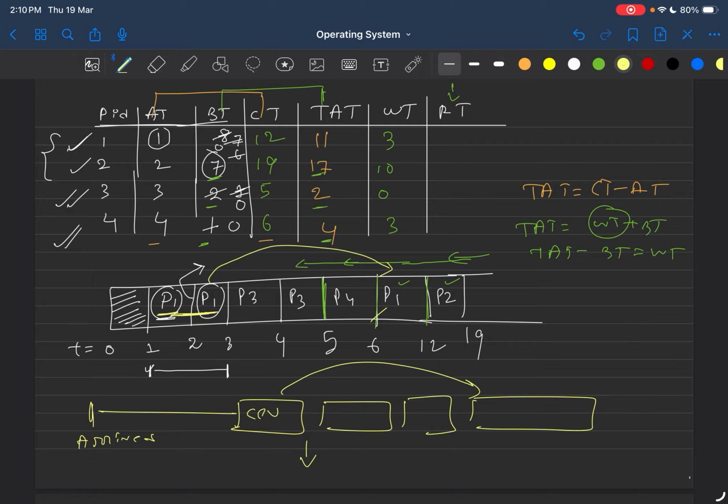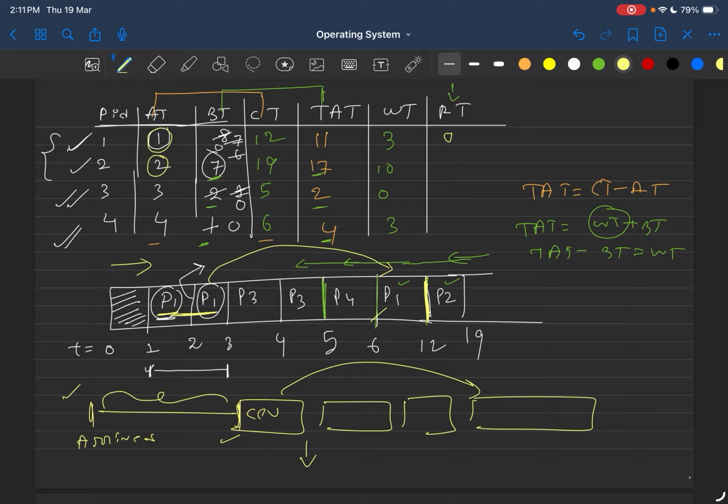But in response time, we pick this time window, the duration between the arrival and the first time when the process is scheduled at the CPU. The arrival time of process P1 was 1, and when P1 was scheduled for the first time, that is 1. So what is the difference between 1 and 1? That is 0. So response time is 0. Now process 2. While calculating response time, always move from left to right. Process 2 arrived at time t equal to 2, and it was scheduled for the first time at 12.